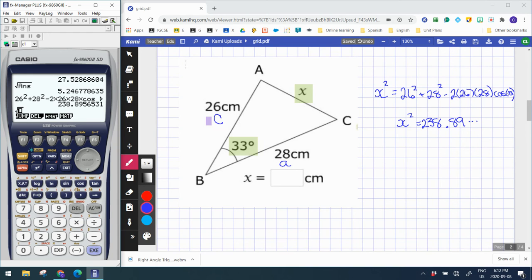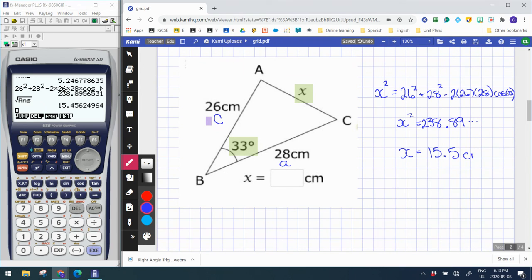Now I need to go shift square root, put my answer in there. Oops, my shift didn't work. Let's try that one more time. Shift, answer. Why are we being a pain? There we go. Shift, answer, equals. So this one, we're going to have an answer of x equals 15.5, which is again enough to round us up, 5 centimeters.